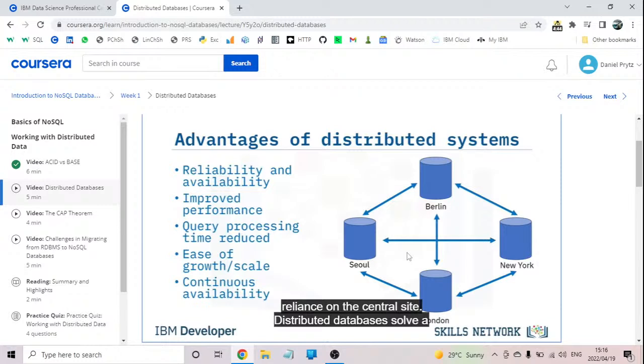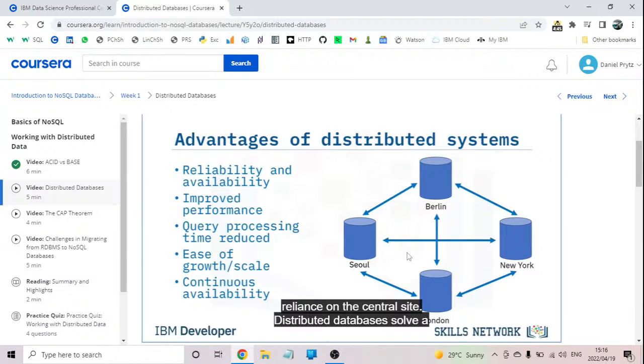Query process time reduced. Key relationships are direct and clear.